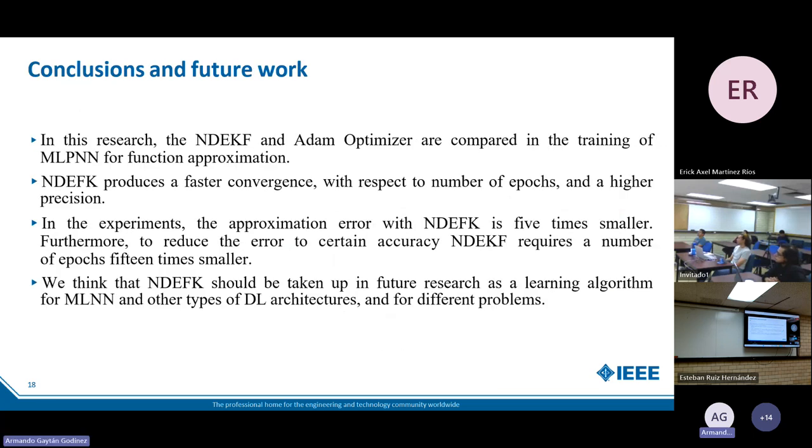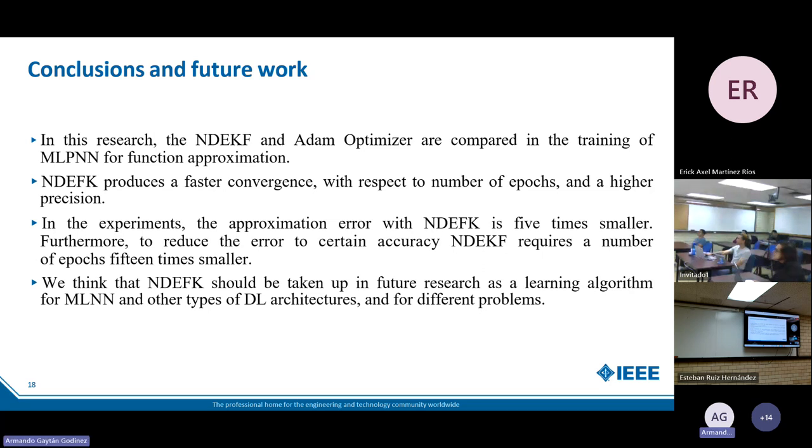Conclusion and future work. No decoupled standard Kalman filter and Adam are compared using a multi-layer perceptron neural network for function approximation. With the two functions, no decoupled standard Kalman filter produces a faster convergence and a higher precision. The error with no decoupled standard Kalman filter is 5 times smaller, and this algorithm is 15 times faster with respect to the number of epochs.